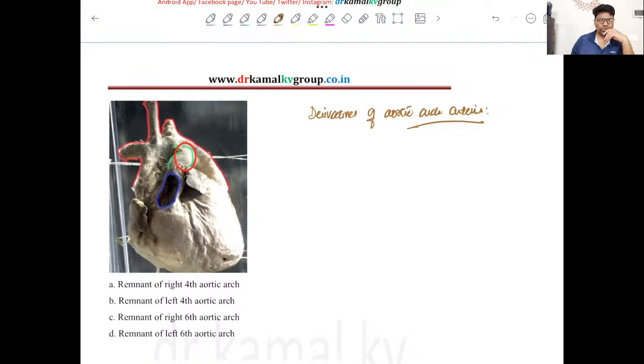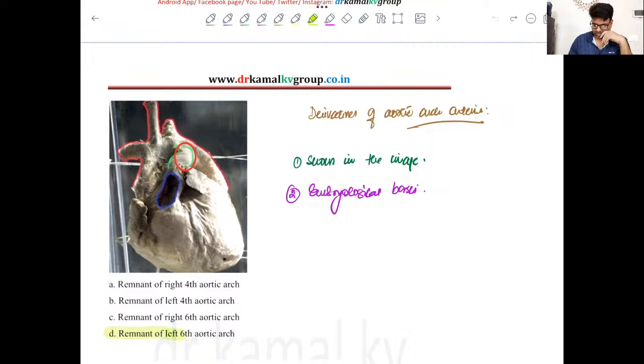Here you need to understand two things. First, you have to make an impression from the image of what actually is shown in the image. Number one, you have to identify that, and number two, you have to associate it with embryology, the embryological basis. Yes, Varun told it is a remnant of the 6th left aortic arch. Yes, very good, Varun, you are absolutely right.